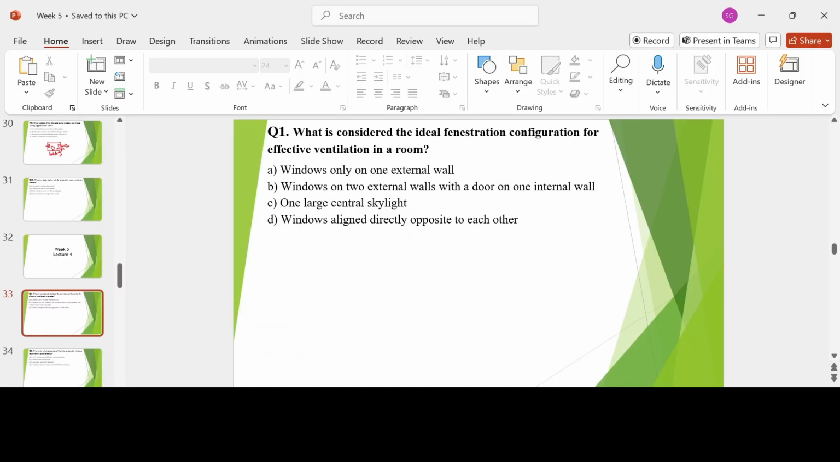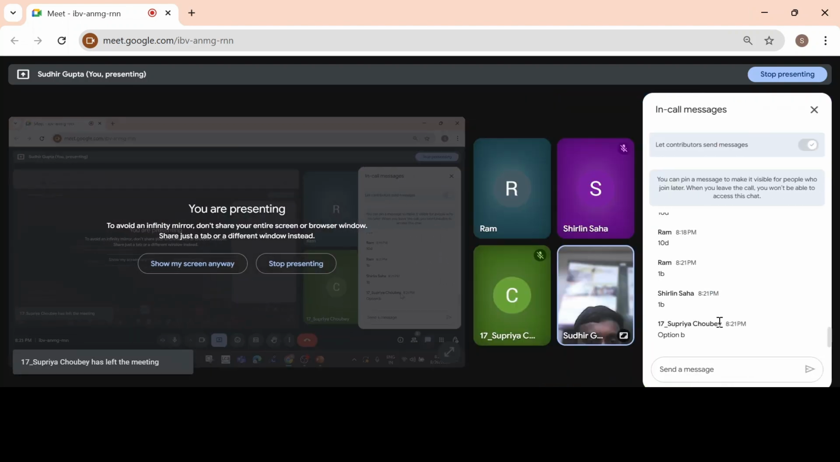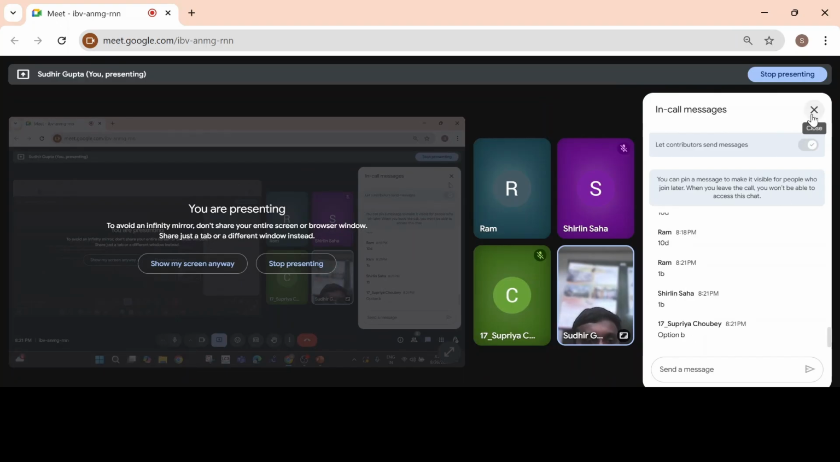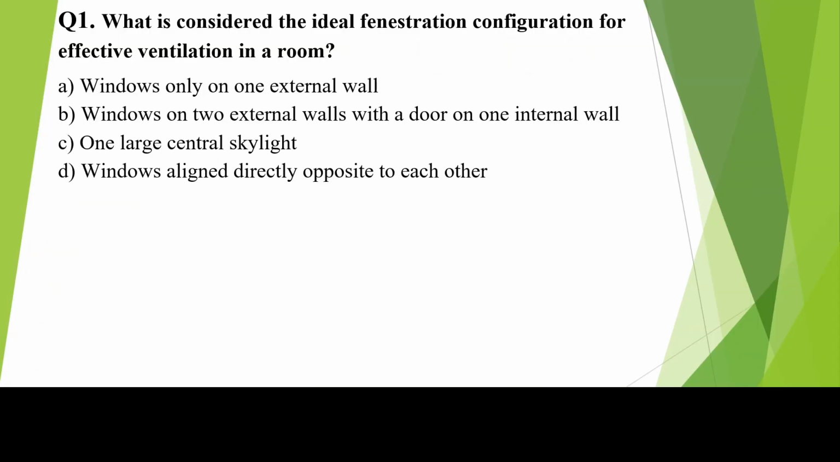So as I can see now, I have got several answers. Option B, Ram was the first to mark, and others also. All of you are opting for option B. So option B is the correct answer. All of you are absolutely correct. That is windows on two external walls with a door on one internal wall.